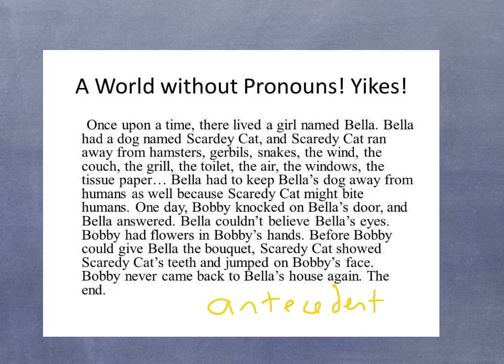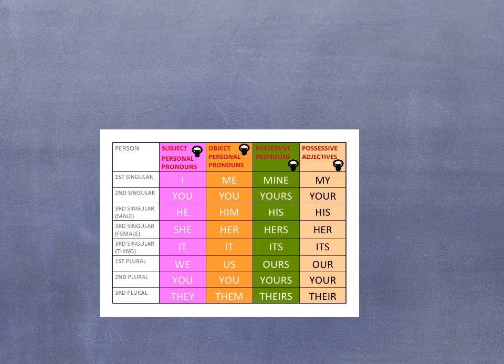If the word is Bella, and then later on you say the word she, she is the pronoun, and the antecedent is Bella. Antecedent is whomever the pronoun is referring to, or to whom the pronoun is referring. So if I say, the dog bit him, and I'm pointing to my son, then the pronoun is him, and the antecedent is my son. So I'm just pointing that out to you.